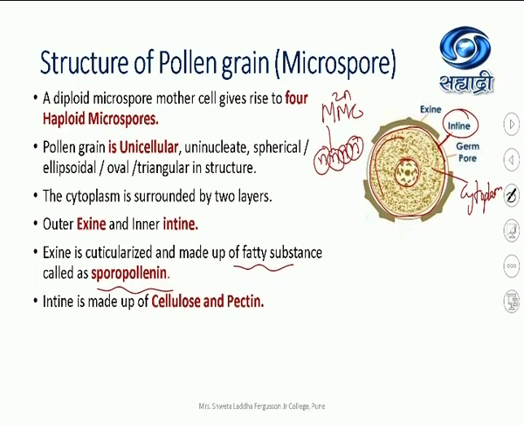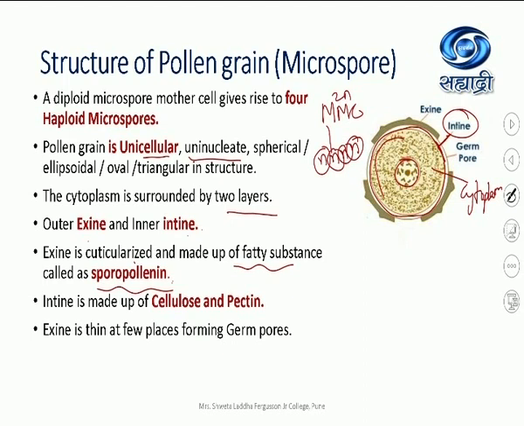Again very important, can be asked for a 2 marks question. Draw a neat labeled diagram of pollen grain or explain the structure of a microspore. At that time you should remember unicellular, uninucleate. Then you can write down the shape. It is spherical, ellipsoidal, oval. Then there are two layers, exine and intine. How is exine? Discontinuous, cuticularized, made up of a fatty substance, sporopollenin. How is intine? It is continuous and it is made up of cellulose and pectin.